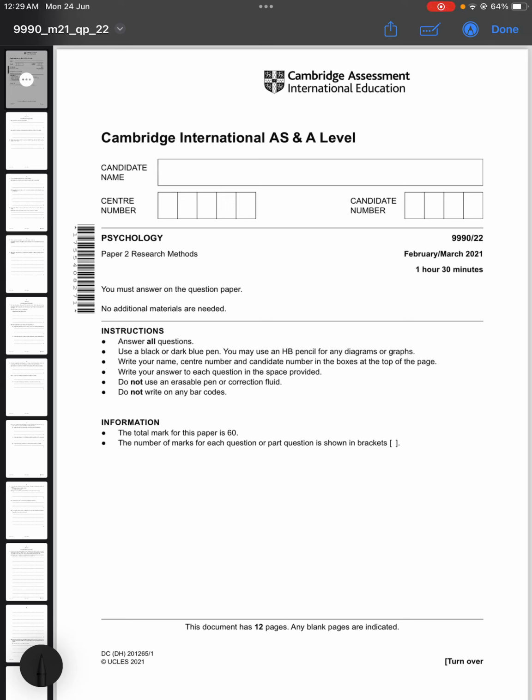Bismillahirrahmanirrahim. In this video, we are going to solve another psychology past paper. This is paper 2 from February-March 2021, and the paper's component is 2-2, and it is for 1 hour 30 minutes.